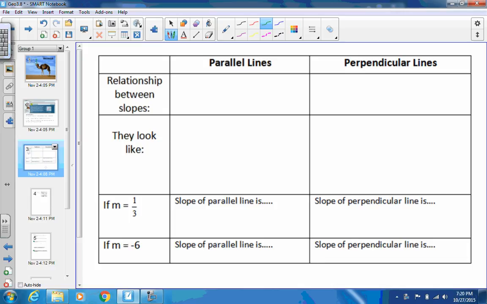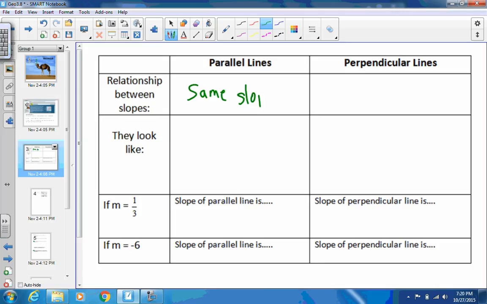So we're going to start off with filling out a little chart that's nicely placed in your notes for you. Comparing parallel and perpendicular lines. We briefly touched on this with a warm-up a week or so ago, but how they relate with their slope mainly. So this first box actually does have to do with the slopes of parallel and perpendicular lines. Okay, so if the relationship between slopes of parallel lines, hopefully you remember they have the same slope.